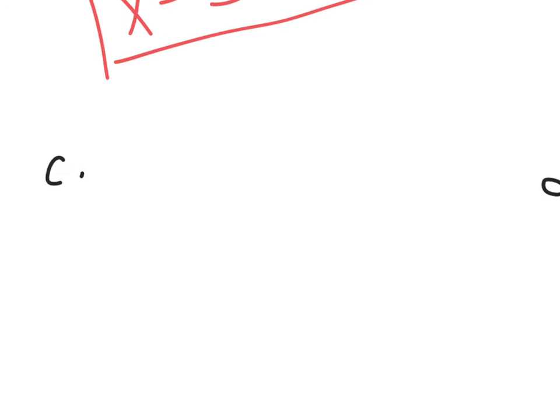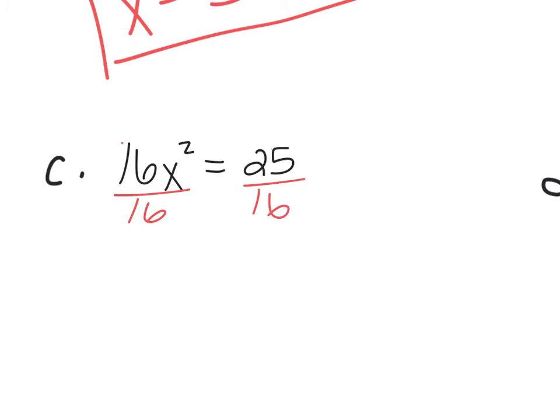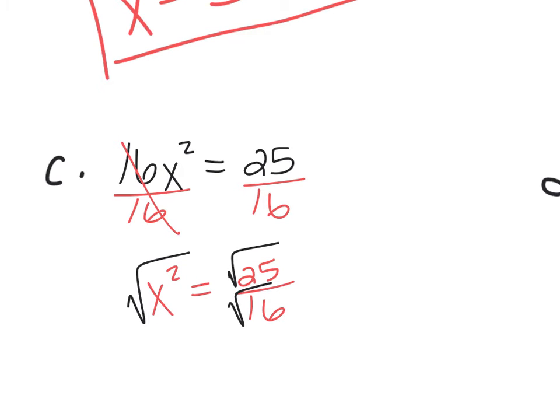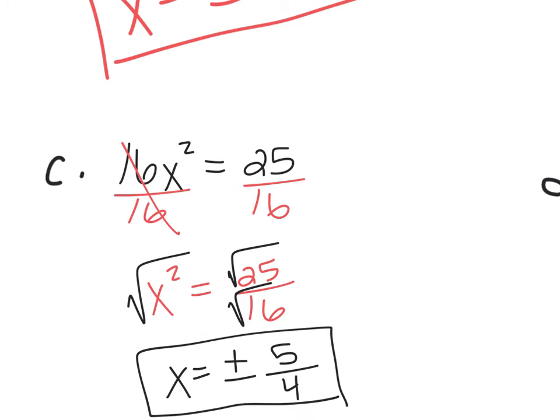So letter C, let's do 16x squared equals 25. Okay. So if we divide both sides by 16, now 25 we can't divide by 16, but both of those are perfect squares. So let's leave it x squared equals 25 over 16. And then when we take the square root, we take the square root of everything in the fraction. So we get x equals plus or minus the square root of 25 is 5, square root of 16 is 4. So if you get a fraction, that's okay. We just take the square root of the top and the bottom.